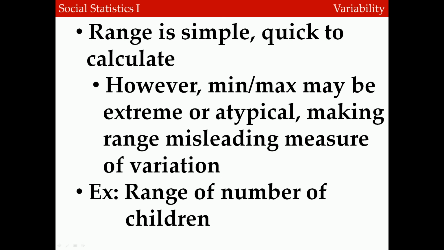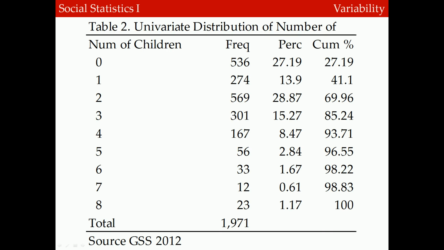Let's say that we wanted to calculate the range of an interval ratio variable, number of children. The following table shows the univariate distribution of number of children. Here we have both the categories of number of children, ranging from 0 to 8, the frequency, the percent, and the cumulative frequency. So how do we find the range?